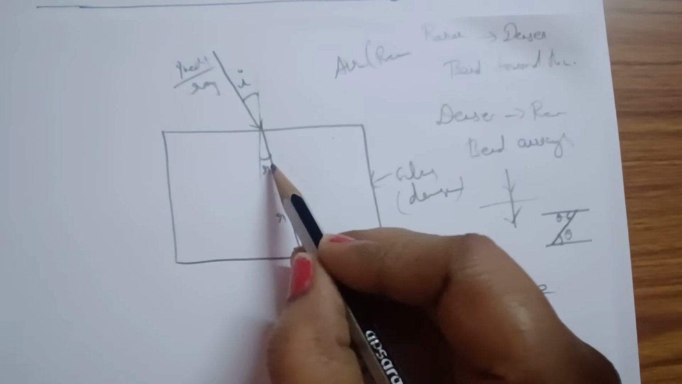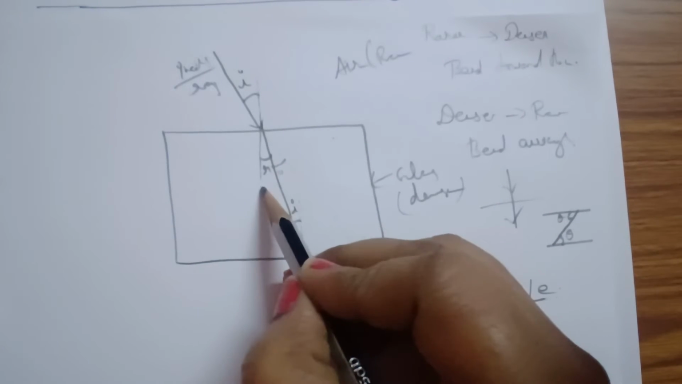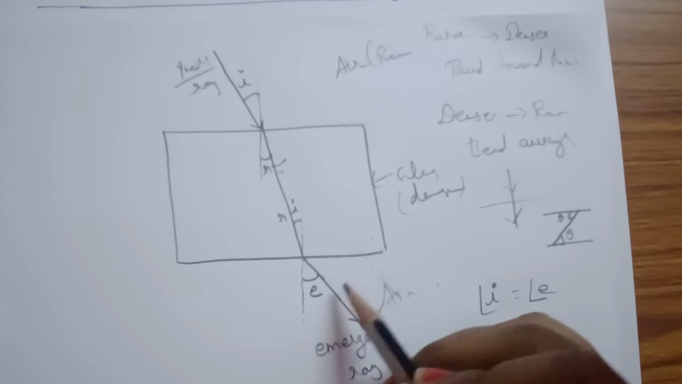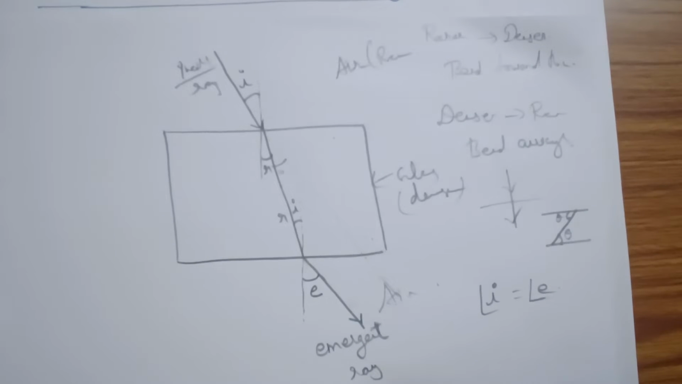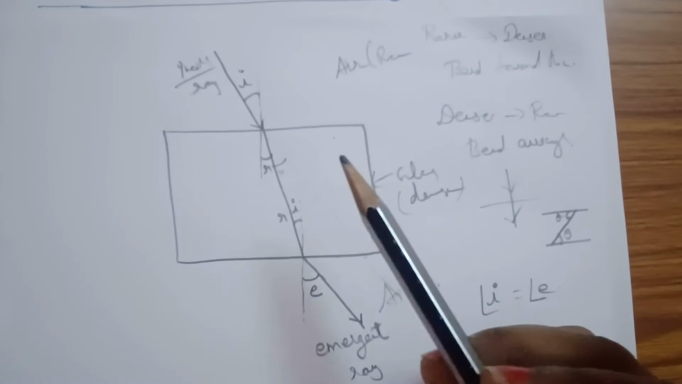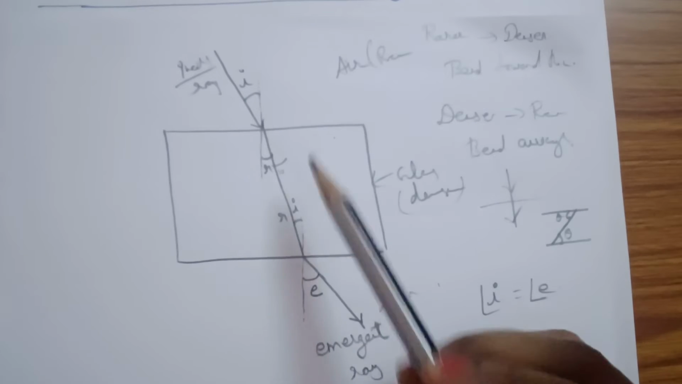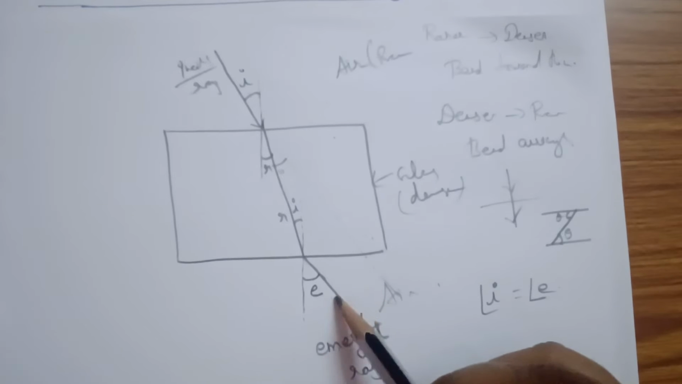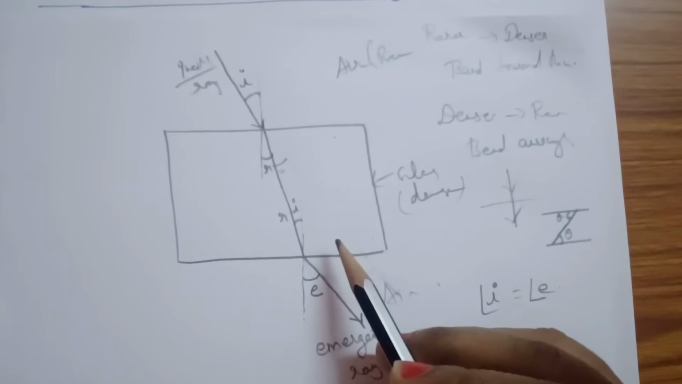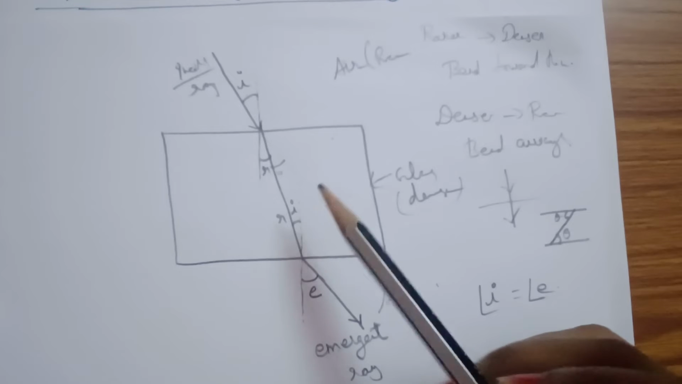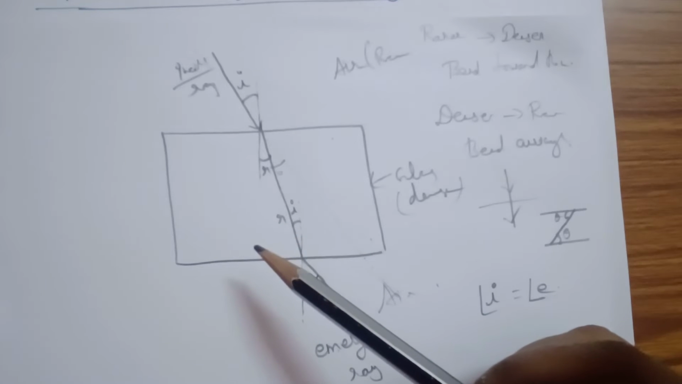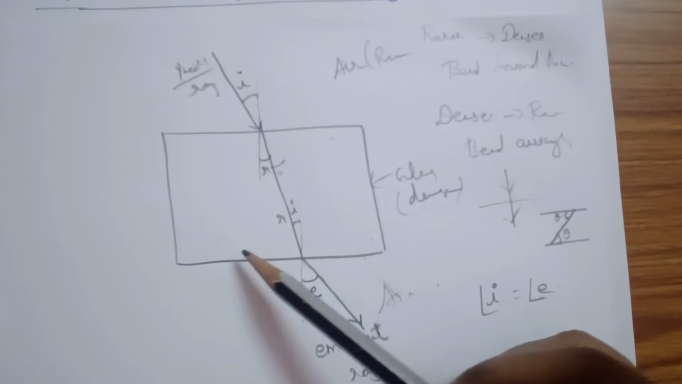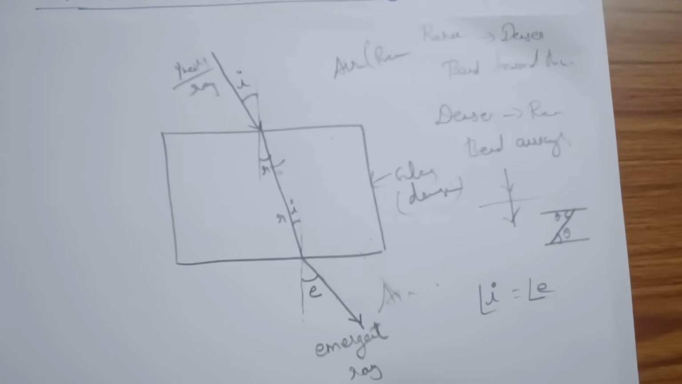For example, here 10 degrees it is bent towards the normal, and 10 degrees it moves away from the normal. Okay, clear? So here the angle of incidence is equal to the angle of emergence, and this lateral displacement depends upon the refractive index. That refractive index is the extent of bending of the light. It differs for different media and for different rays of light. Okay, so this is the refraction of a rectangular glass slab.